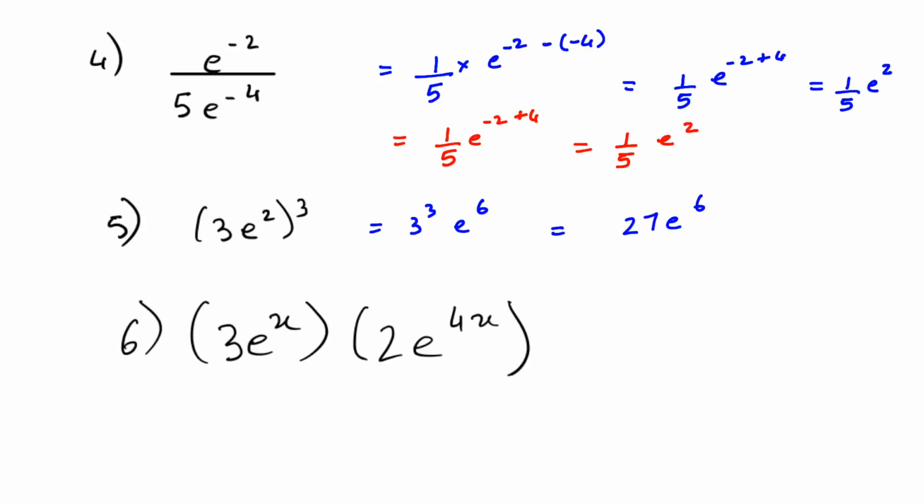Now in the next question, you have two brackets, and that means it's a multiply. So first we'll multiply 3 by 2, which is 6, and then we add the powers of e, x plus 4x. So 6e to the power of 5x. I hope the rules are a little bit clearer.